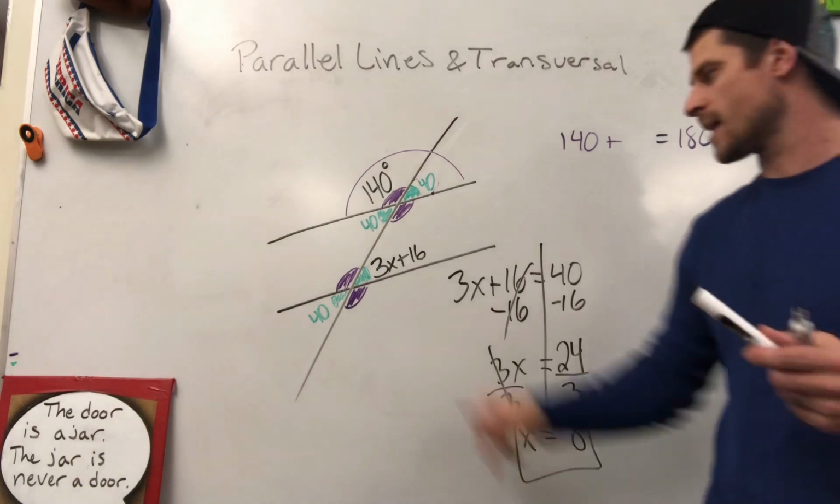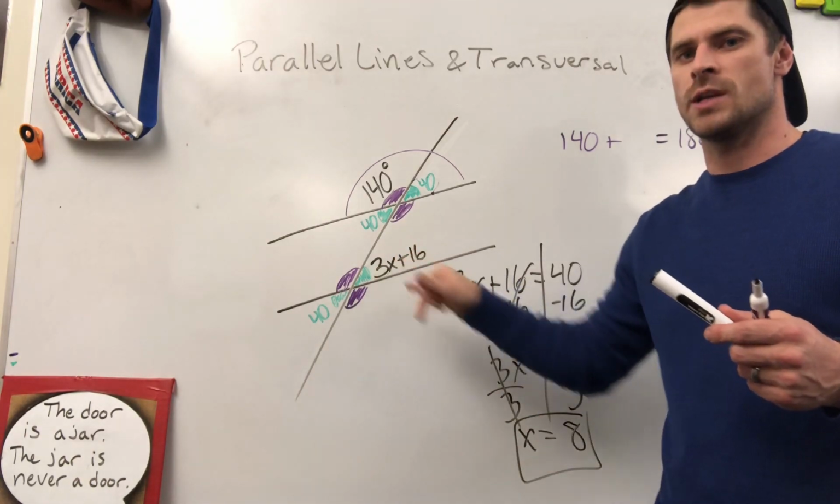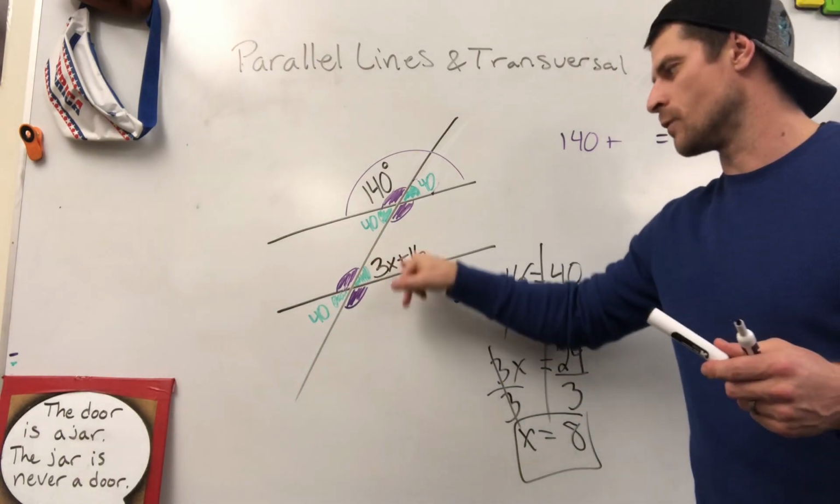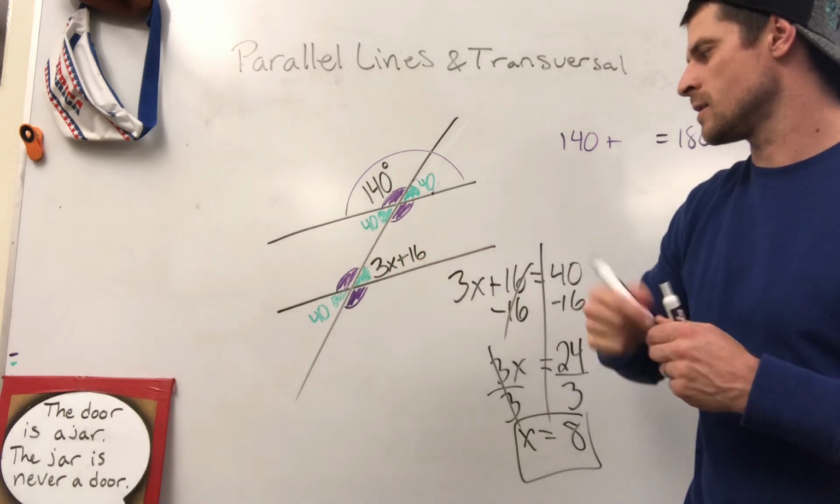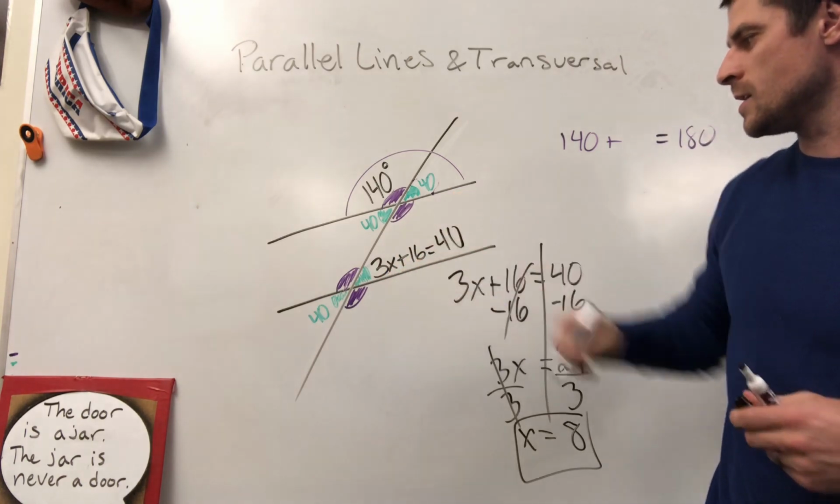Now what we can do, just to double check and make sure we like everything we see, plug that 8 in for x and make sure it comes out to 40. What's 3 times 8? 24 plus 16 more equals 40.